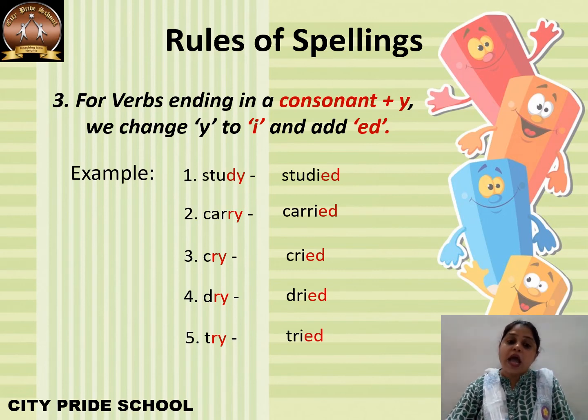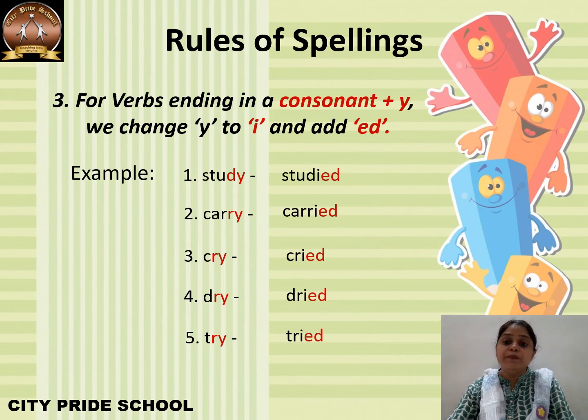And always remember, children. Now, over here, as you can see, we have a consonant plus Y. But if we have a vowel plus Y, then what? Then at that time we don't change the Y to I, but we simply add ed. For example, in the verb play, A is a vowel plus Y. So at that time we write it as played. We don't change the Y to I. So you have to remember.